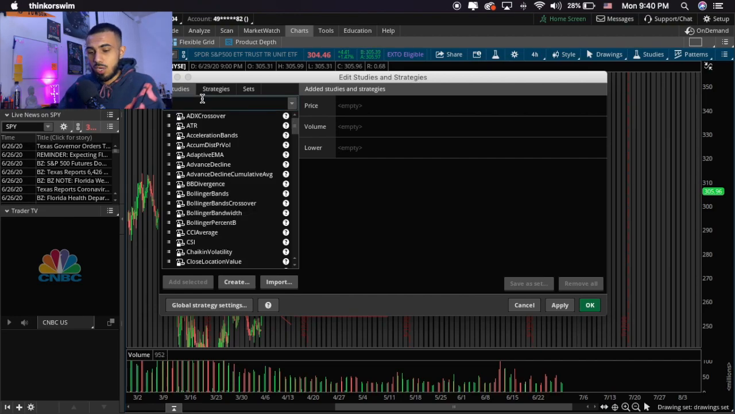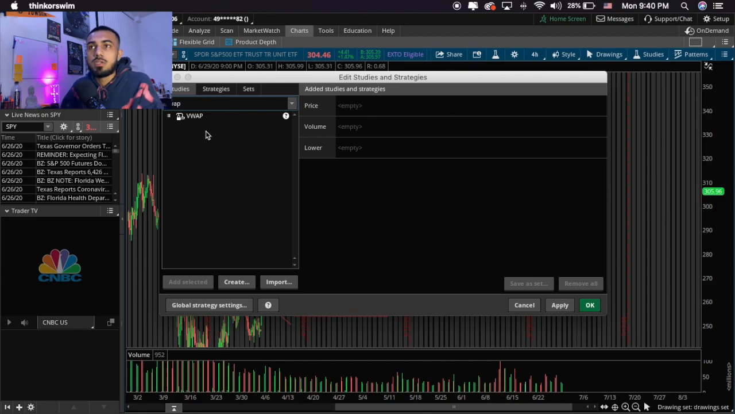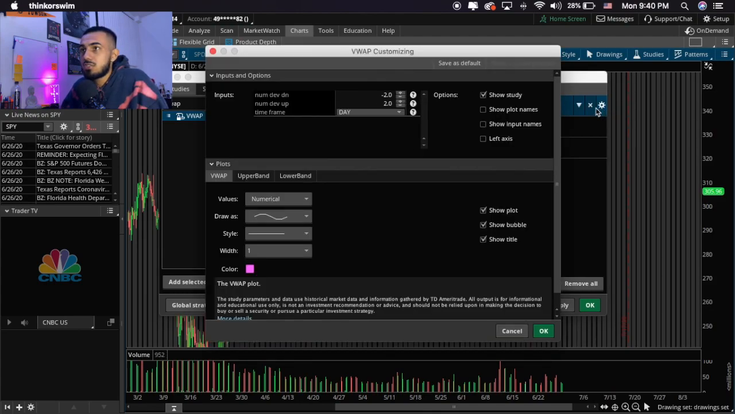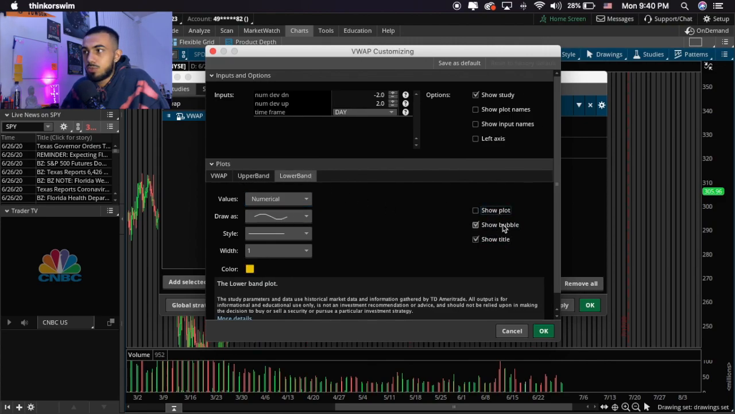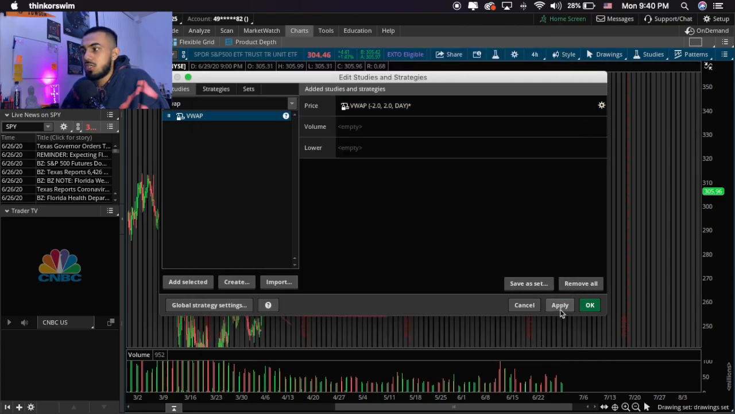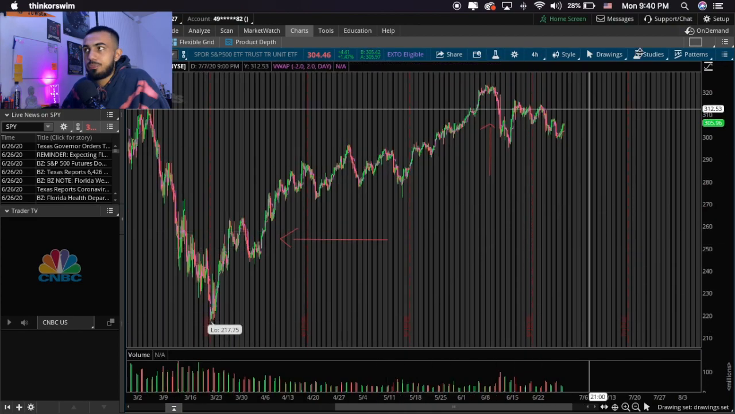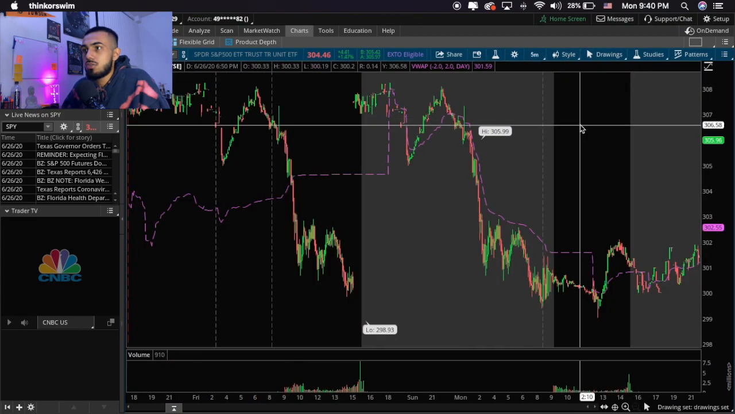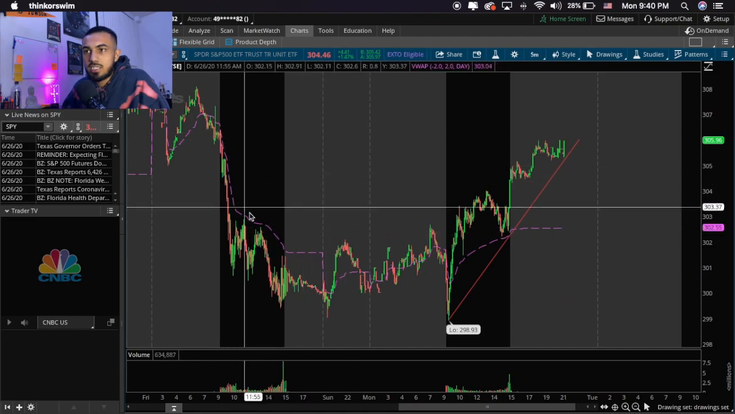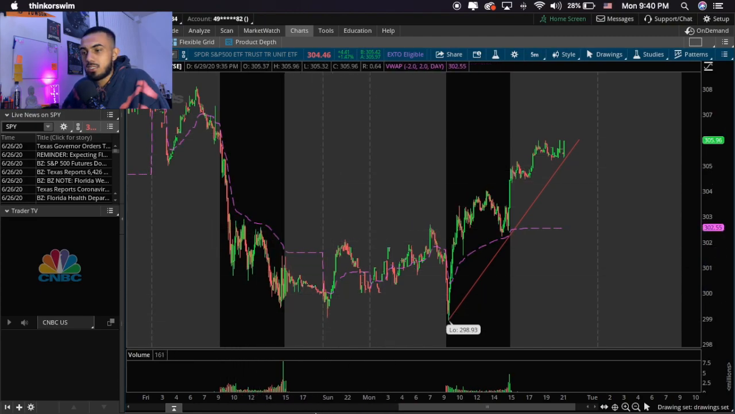Let's start off with VWAP. VWAP is crucial, okay? Now, when you type in VWAP, you just double click it and then you go to settings, and then it'll tell you the color. I usually change it to dashed. You need to turn lower band and upper band off because we don't really care about that right now. And you just hit apply and you hit OK. And then if you look at the 5 minute, you'll see this dashed purple line acting as the VWAP.